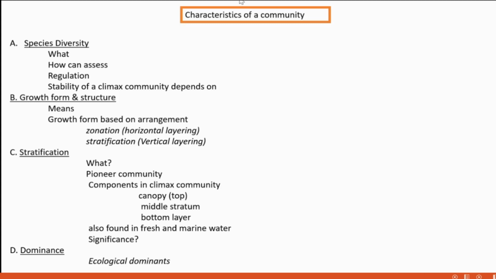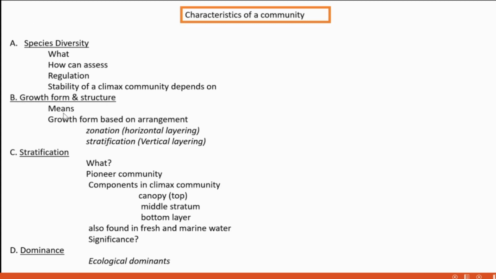Then stability of a climax community. It depends on this: after it attains so many niches, then we can say that the community attains stability.